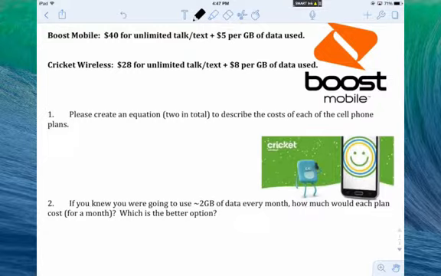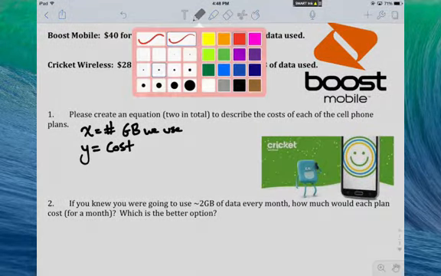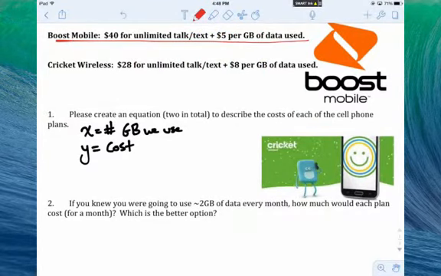And I'm going to use our very standard x and y. And x, our independent variable, is going to be the number of gigabytes that we use. And what depends on that? Our dependent variable, which is going to be the cost of that cell phone plan. So we're wondering about the monthly cost. Okay, so for Boost Mobile, which we're going to do in red, the monthly cost starts at 40 bucks, right? That's your unlimited talk and text package, and then it costs $5 times however many gigabytes you use. $5 per gigabyte times however many gigabytes you use.